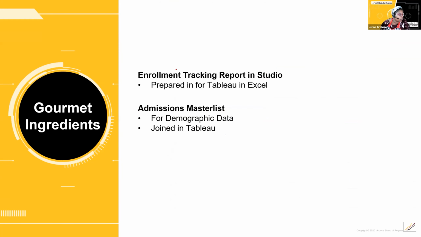So what we're looking at here, the gourmet ingredients we're using, is the enrollment tracking report, which is in Studio, which is prepared in Excel for Tableau. We're also utilizing the admissions master list because as we hover over, we'll get some demographic data in there as well. All of this is joined in Tableau.